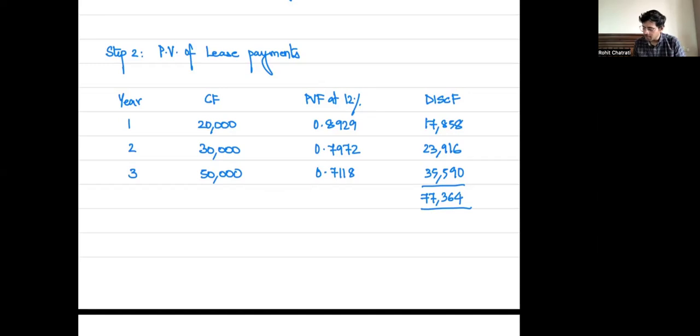Now let's talk a little about the discount rate. The question gave the discount rate as 12%. Now, Ind AS 116 states that the discount rate that is supposed to be used should be the interest rate implicit in lease. If the interest rate implicit in lease is not available, then we can use the lessee's incremental borrowing rate. So first preference, interest rate implicit in lease. The second preference is lessee's incremental borrowing rate.